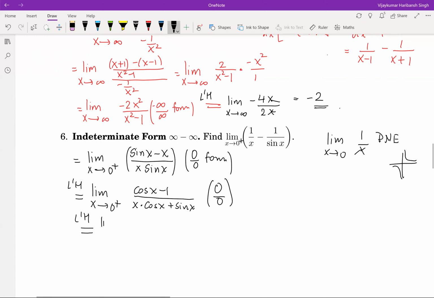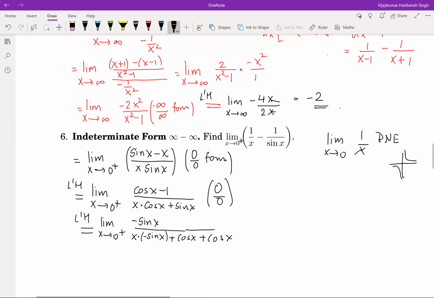And we get what? The limit as x goes to 0 plus. Now the derivative of cosine is minus sine. Now what do we get in the bottom? Let's see. So x times the derivative of cosine, which is minus sine, plus cosine times the derivative of x, so cosine x, plus the derivative of the derivative of sine x, which is also cosine x. So you got this now.